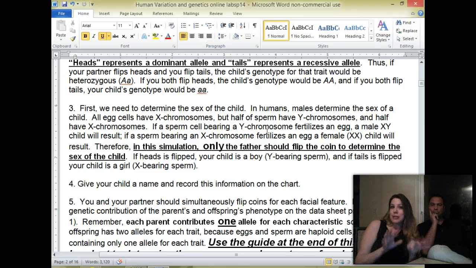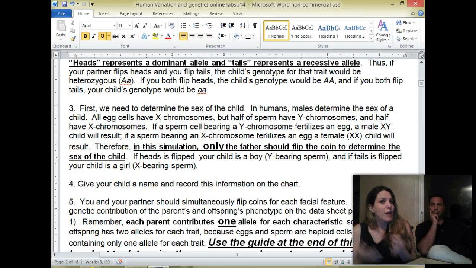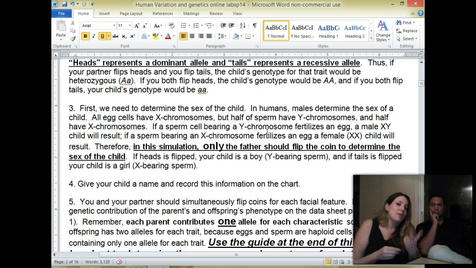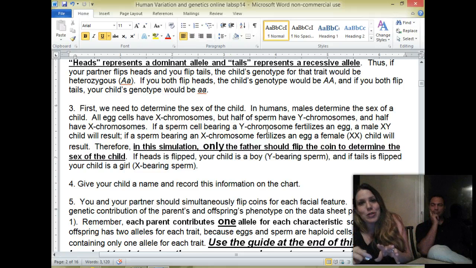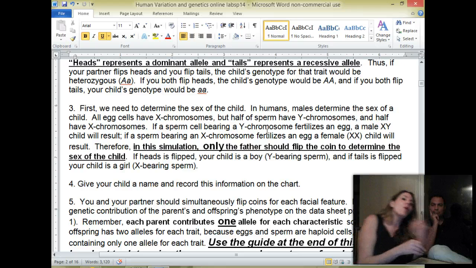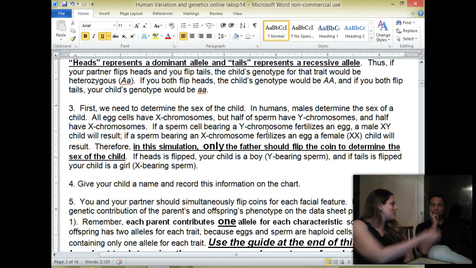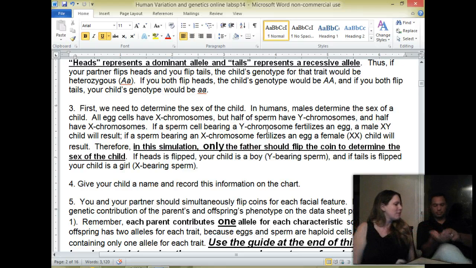Remember, when you're talking about sex chromosomes, and that determines whether you have a boy or a girl, females, normal females, are XX. So we can only make eggs that carry the X chromosome. But males can make two types of sex chromosomes, X or Y. So he needs to flip to determine, is he going to pass an X chromosome onto his baby-to-be or a Y chromosome onto his baby-to-be. So Paul, go ahead and flip for that.